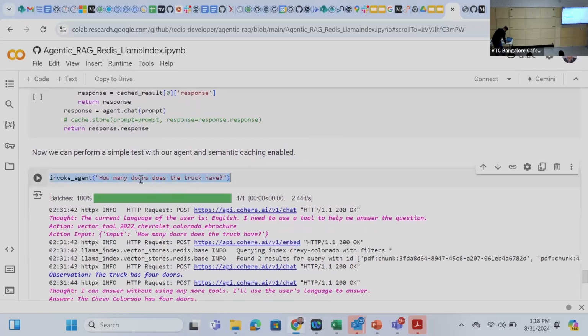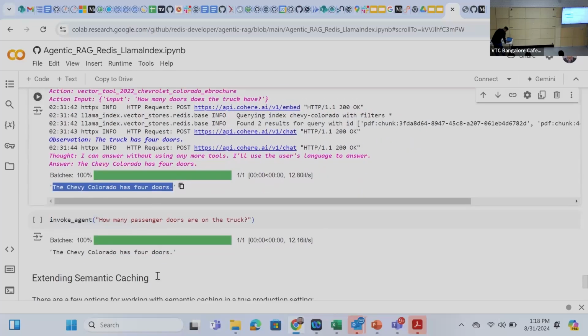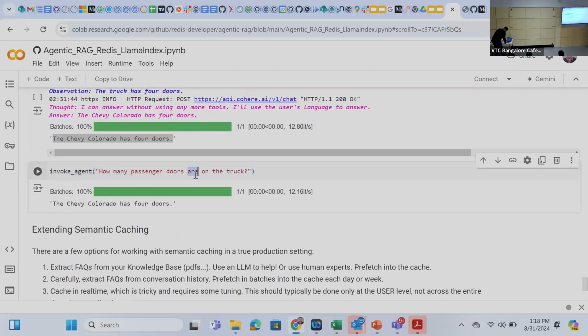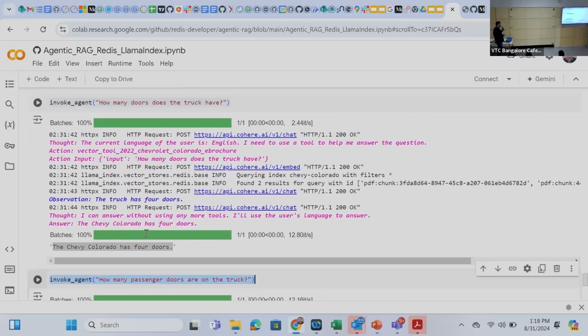Now that I've implemented semantic cache, you can also ask how many doors this truck has, and it can retrieve it and say how many doors and how many passengers there are on the truck. The entire intention behind implementing semantic cache is that all your important information can be stored along with the metadata, so you save on tokens and on the cost associated with your LLM calls.